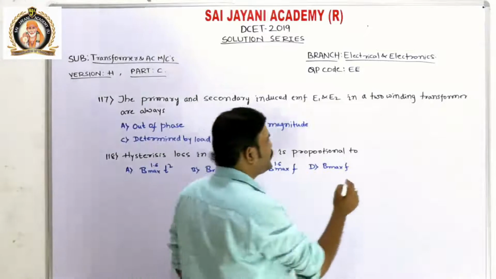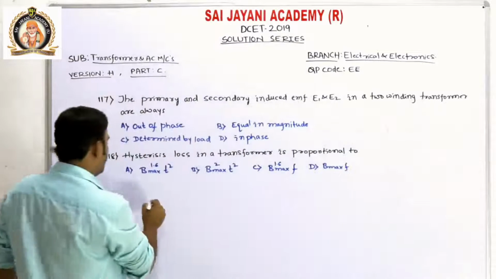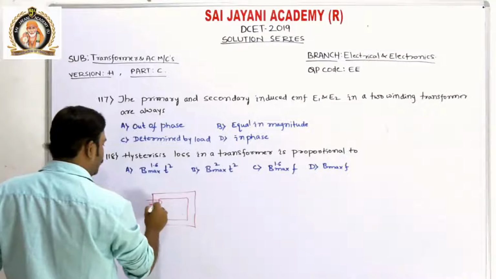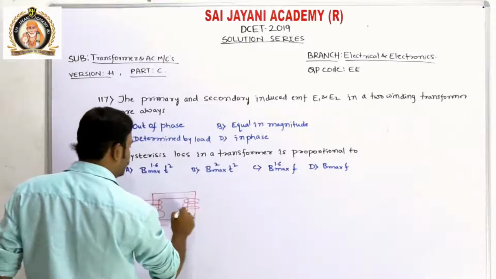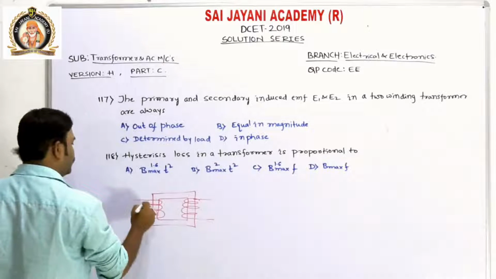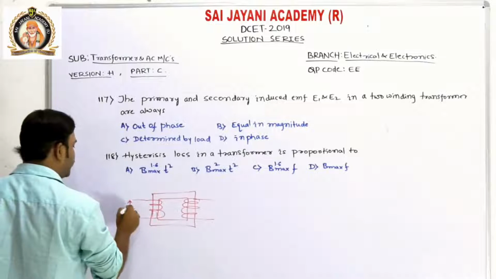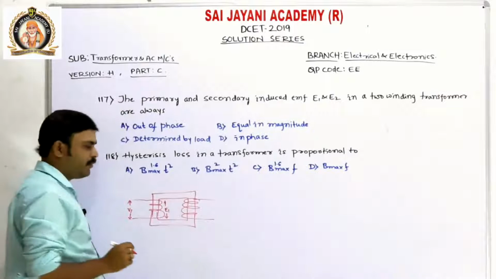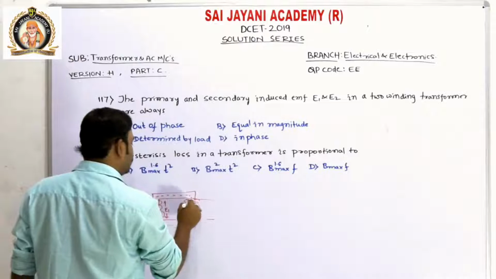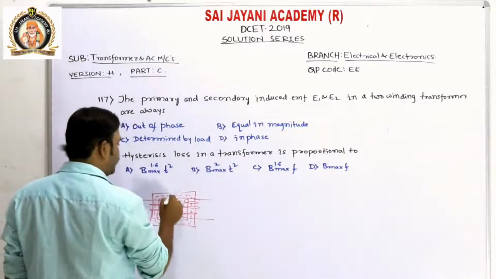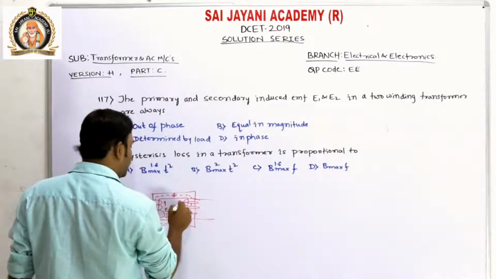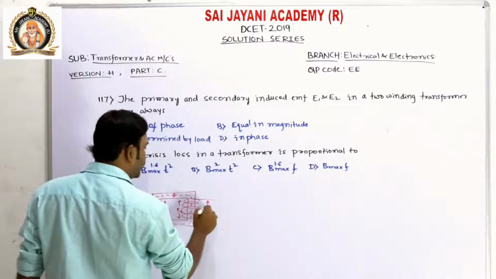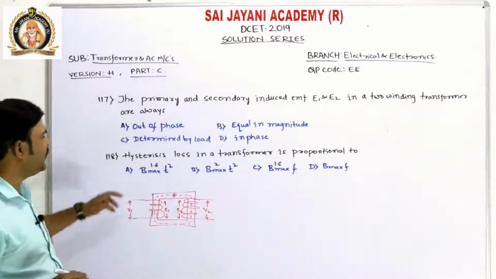If you consider a two winding transformer, it will be like this. This is the iron core, and windings will be wound on the two limbs of the transformer. Here you will apply the voltage V1. Primary induced EMF will be induced. After that flux is created, and because of that flux secondary EMF is induced, and finally we will get terminal secondary voltage V2.